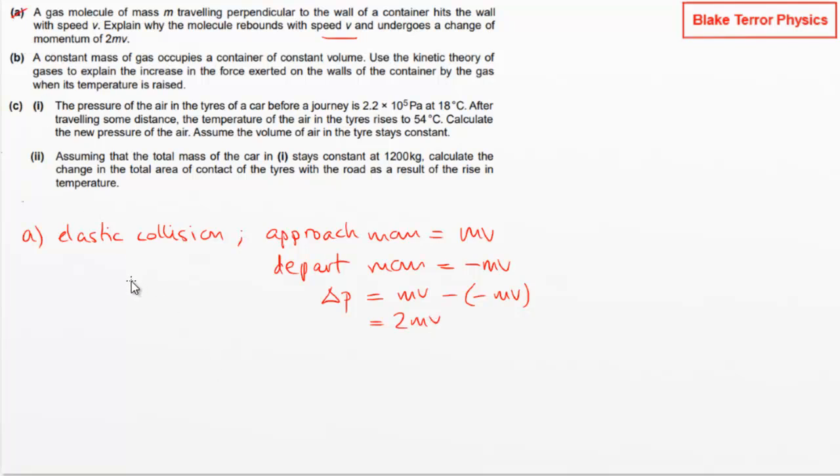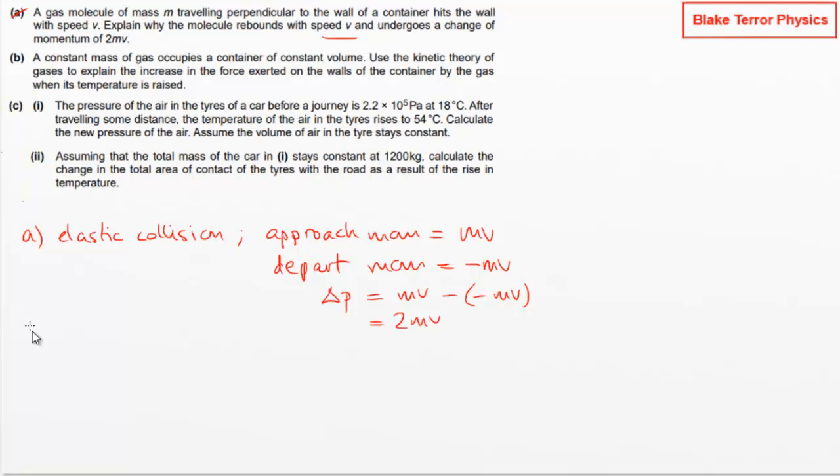Right, part B. A constant mass of gas occupies a container of constant volume. Use the kinetic theory of gases to explain the increase in the force exerted on the walls of the container by the gas when the temperature is raised. So why does pressure go up when temperature goes up?